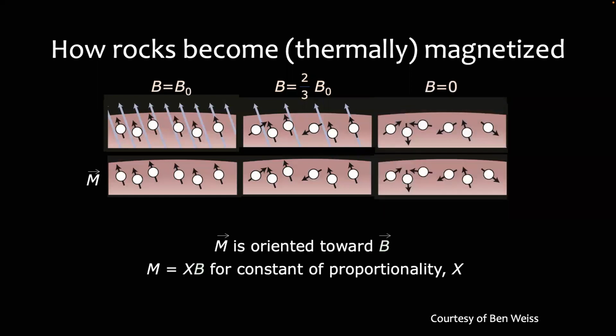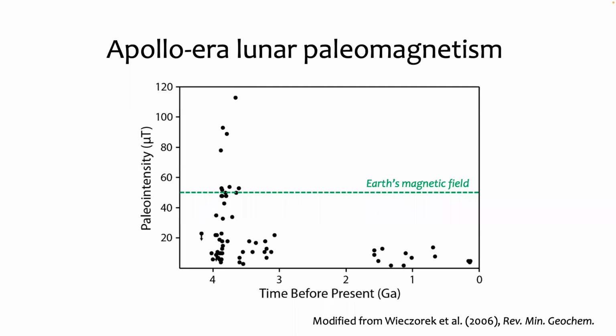The takeaway here in paleomagnetism is that the magnetization direction is oriented towards the ambient field direction, and conveniently, the intensity of the magnetization is directly proportional to the strength of the ambient magnetic field. So during the Apollo era, paleomagnetists measured the remnant magnetization in numerous Apollo samples, which is what we're showing on this plot here. And these samples had different ages. And they tried to determine what was the paleointensity, or the strength of the ancient magnetic field preserved in the rocks. I'll get into how we do that later.